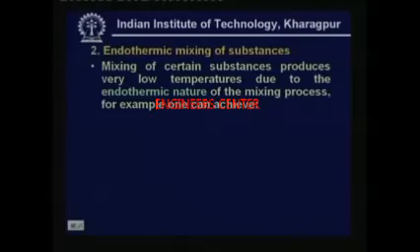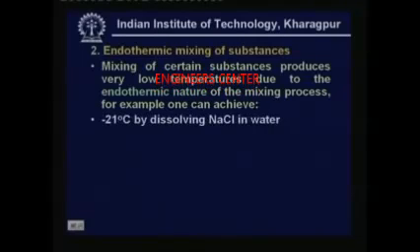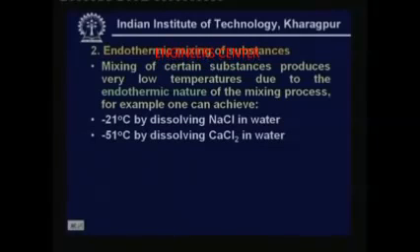So as I said, mixing of certain substances produces very low temperatures due to the endothermic nature of the mixing process. And if you want very low temperatures, of course we have to use certain specific materials. For example, if you are dissolving sodium chloride salt in water, then you can achieve a low temperature as low as minus 21 degrees centigrade. And if you are dissolving calcium chloride salt in water, then you can get a temperature as low as minus 51 degrees centigrade. Okay, so this is one of the simplest ways of producing very low temperatures.